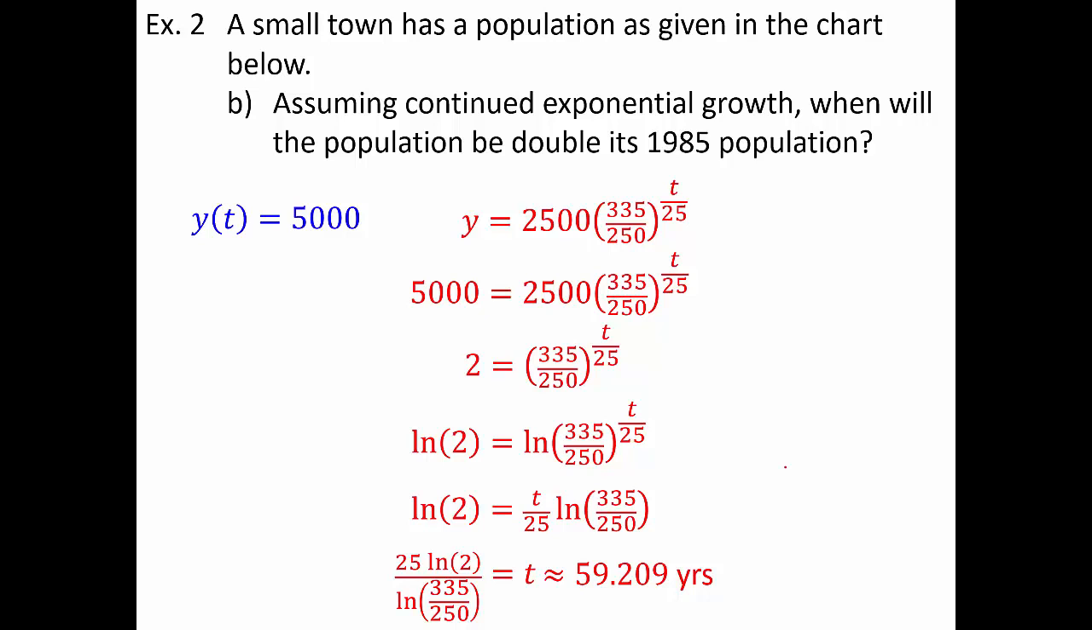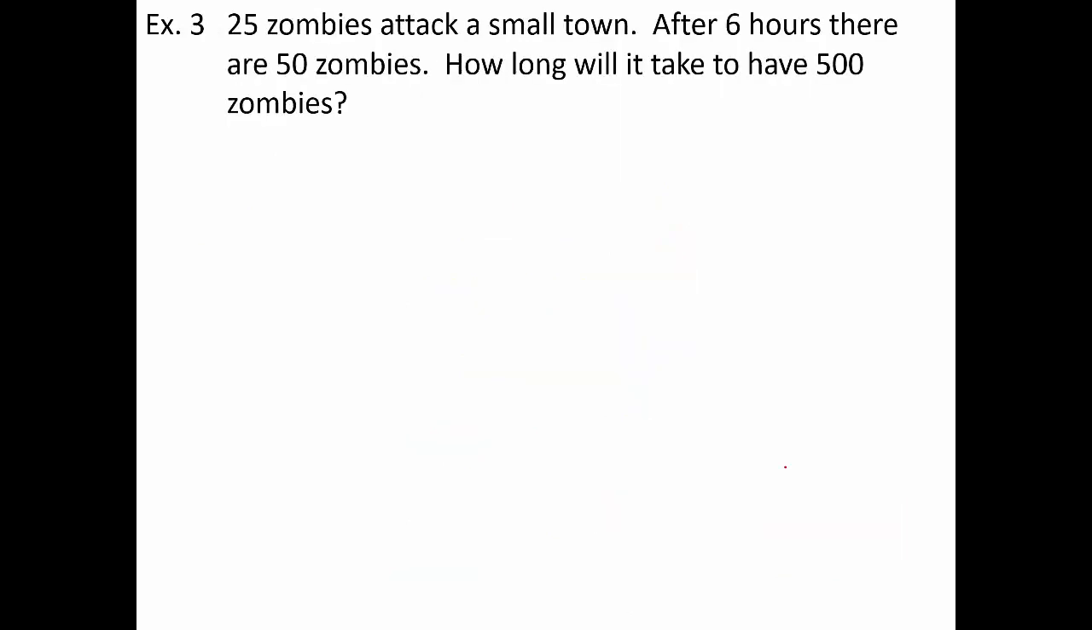But that's not my answer. The question said, when will the population be double its 1985 population? It did not say after how many years. It takes 59 years to get there, but that doesn't answer when. Because the question asked, when will the population be double its 1985 population, and I got 59 years, let's add 59 years to 1985, and we're going to get the year 2044. Final answer.